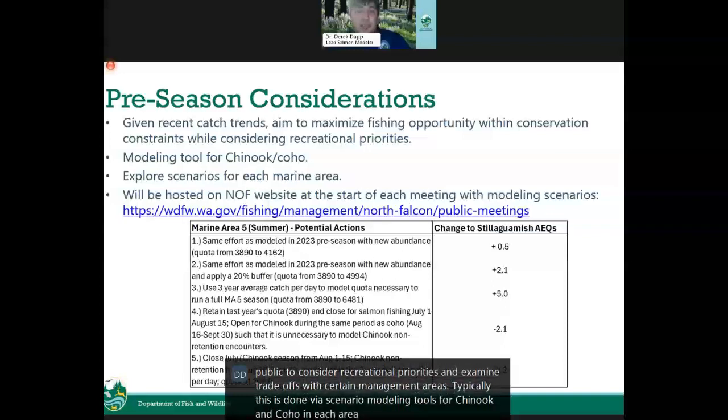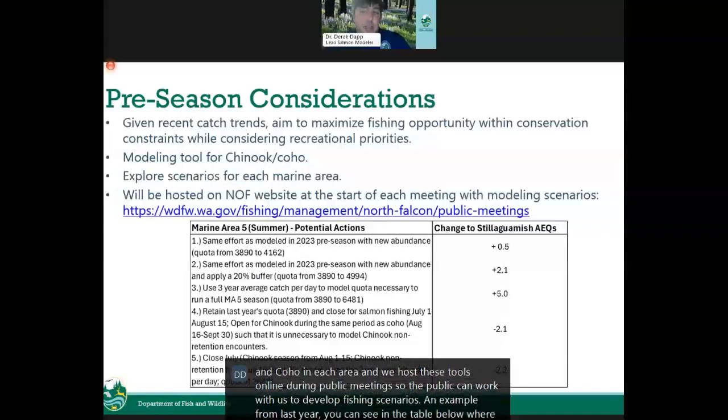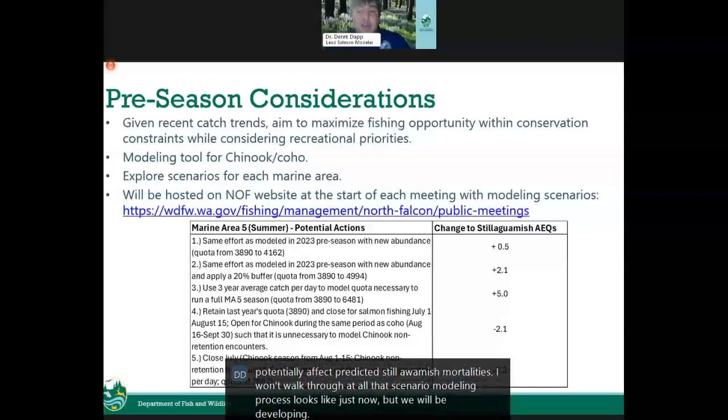And we host these tools online during public meetings so that the public can work with us to develop fishing scenarios. An example from last year, you can see in the table below where WDFW examined how different changes to Marine Area 5 in the summer would potentially affect predicted Stillaguamish mortalities. I won't walk through what all that scenario modeling process looks like just now, but we will be developing and exploring those scenarios together in future North of Falcon meetings. And if you're interested, please get involved and attend those.